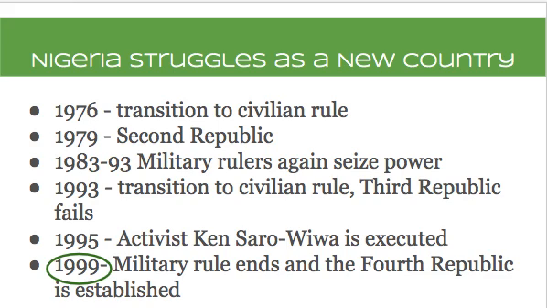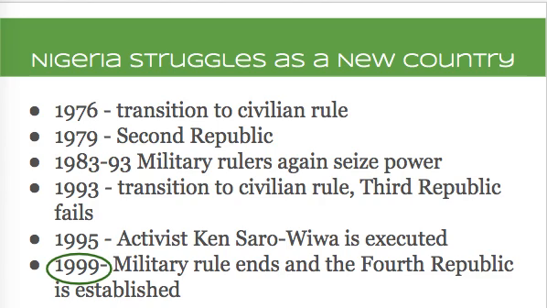So Nigeria continues to struggle as a new country. After the Civil War, they have military rule until 1976. The military divided Nigeria up into federal states. We see that continuing to this day. They were hoping to weaken the ethnic and regional power by doing that. They also moved the economy from being focused on agriculture to being focused on oil. And by the 1970s, Nigeria was one of the top 10 oil producing countries in the world.